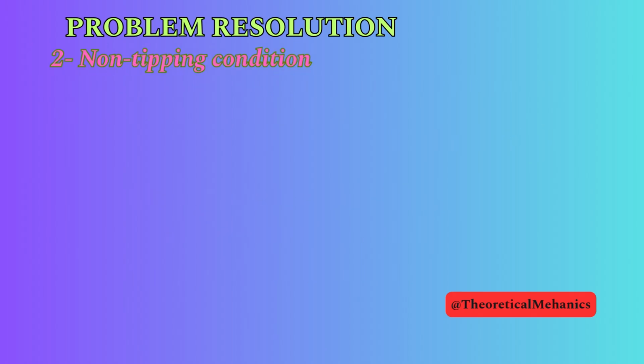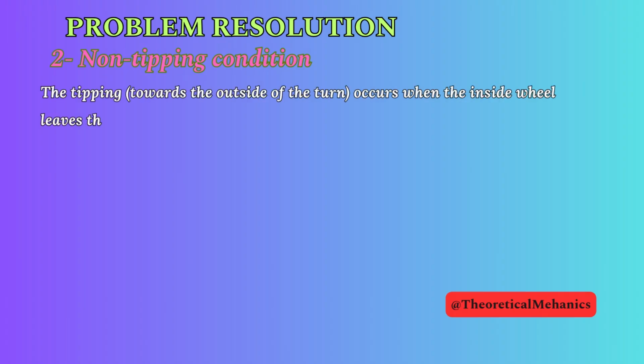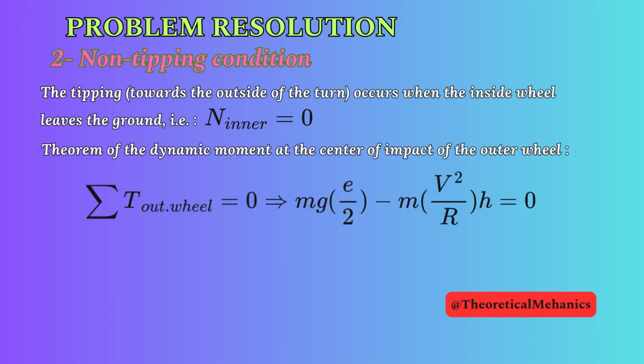Second, the condition for no tipping. Tipping towards the outside of the turn occurs when the inside wheel leaves the road, i.e., N inside equals 0. Applying the moment theorem at the contact point of the outside wheel gives the sum of the moments about the outside wheels equals 0.